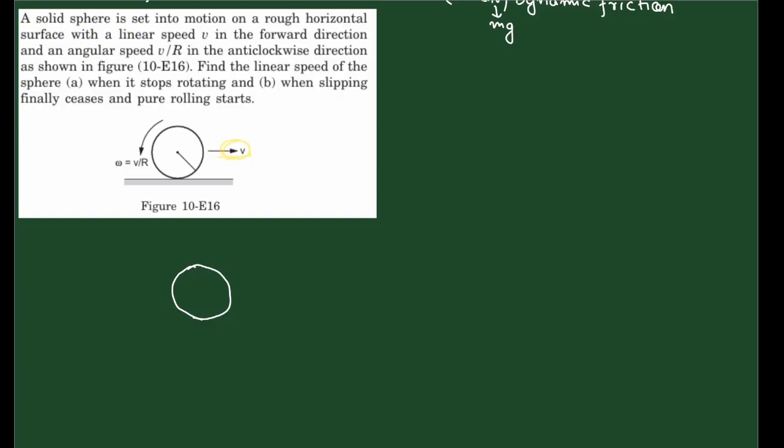So initially, let me draw out the diagram. Initially, it was given angular velocity omega, where omega equals v by r, and linear velocity v. And this is a case of impure rolling, so the friction force would be mu into N, or mu mg. After a certain while, what would happen? The angular velocity would be zero. And what is causing this angular velocity to be zero? The torque caused by friction force. And this velocity would reduce to some velocity v1.